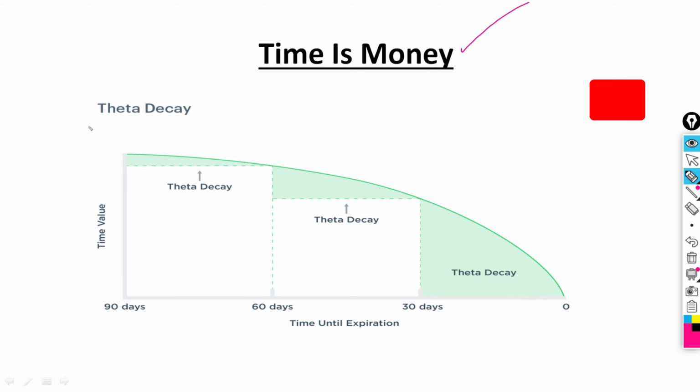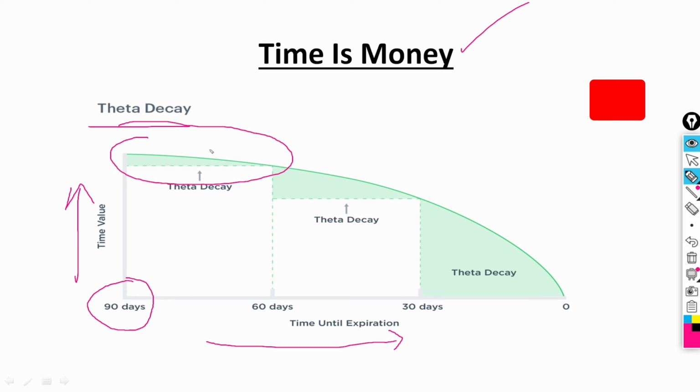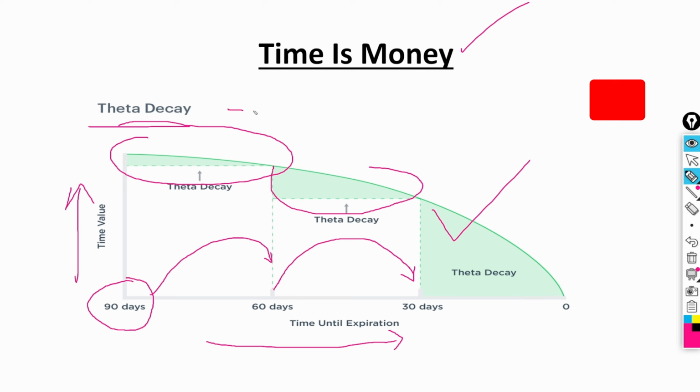In this graph, we will see how theta decay works over a period of time. The y-axis indicates the time value of the option, and the x-axis shows the number of days to expiry. We clearly see that when the option is 90 days from expiry, the theta decay, shown in green, is very small. As we move from 90 days to 60 days, the theta decay increases a bit. As we move from 60 days to 30 days, it increases even more. So what we understand from this graph is that as we go closer to expiry, the theta decay increases.